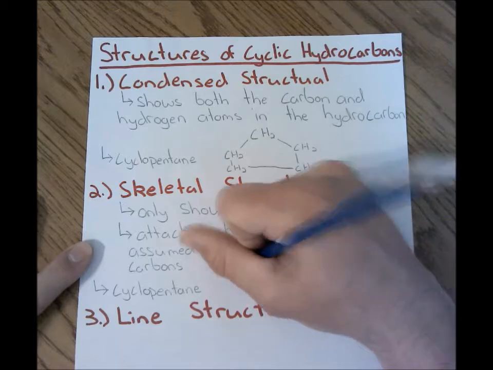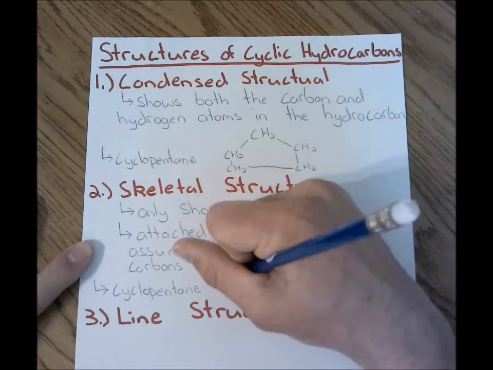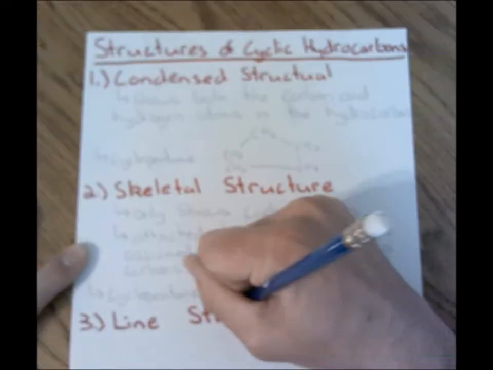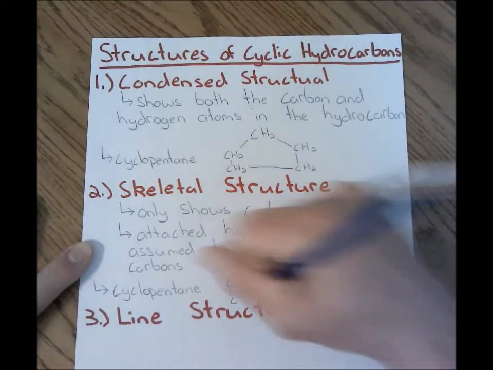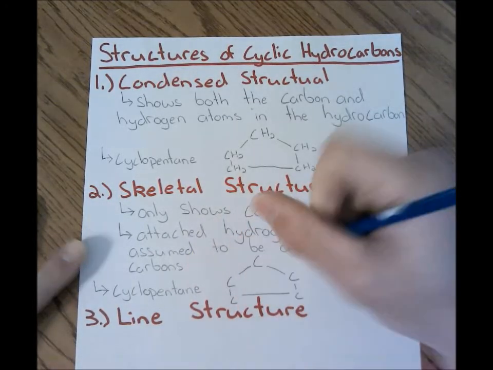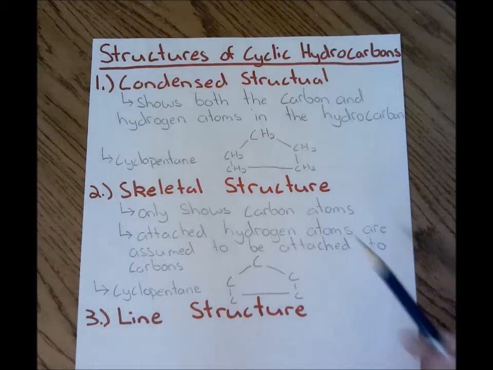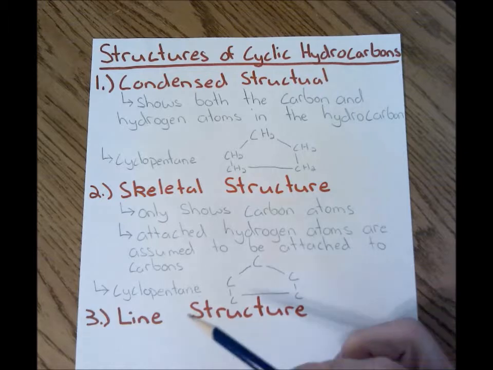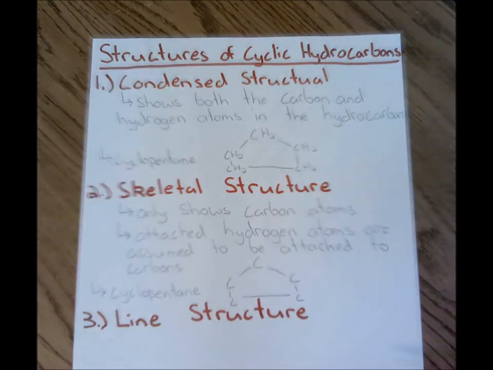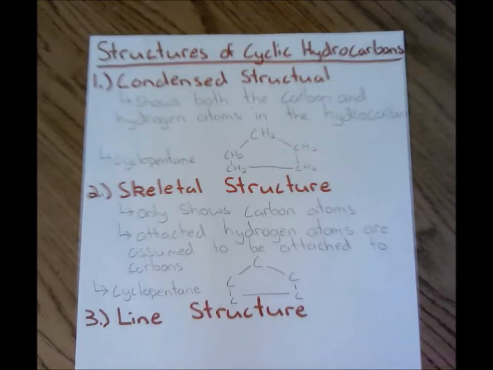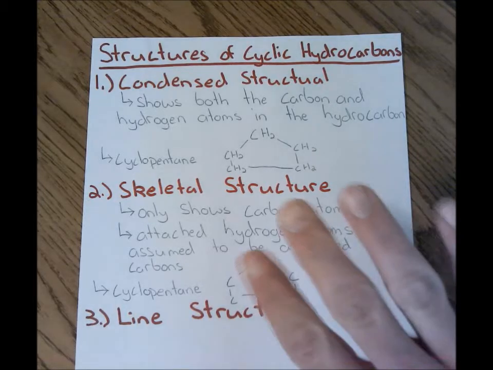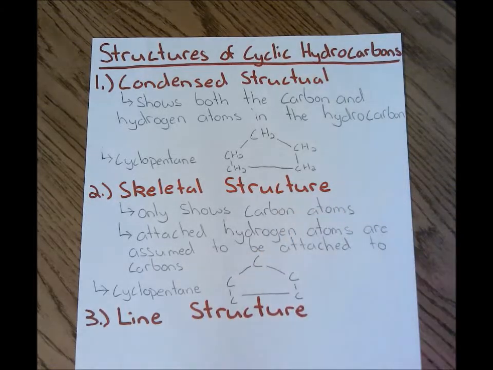And we assume that each of these carbons has the appropriate number of hydrogens. So again, we have the 5 carbons from the pentane portion of this name, and we assume that those hydrogens are still there to make a total of 4 covalent bonds with each of those carbons.